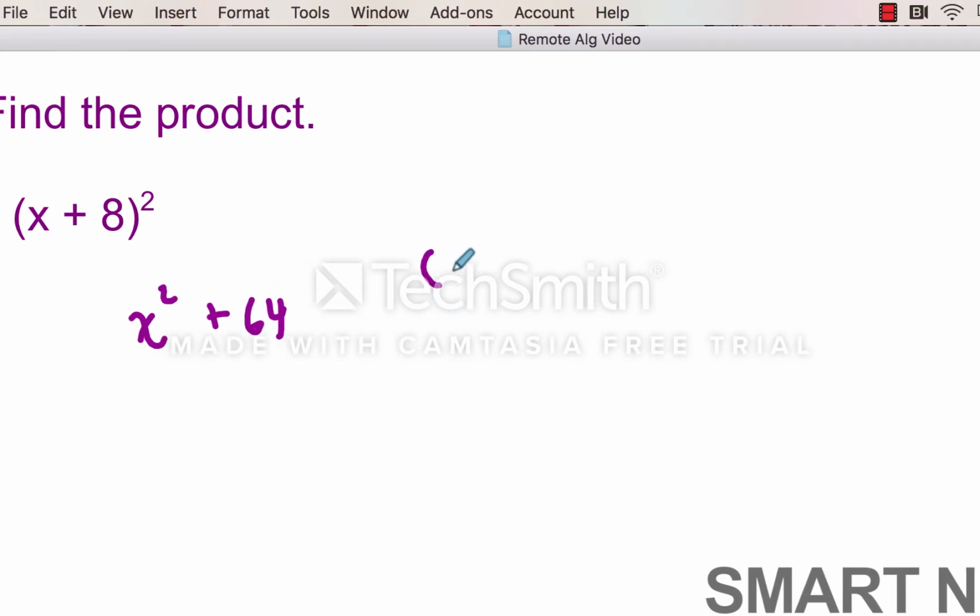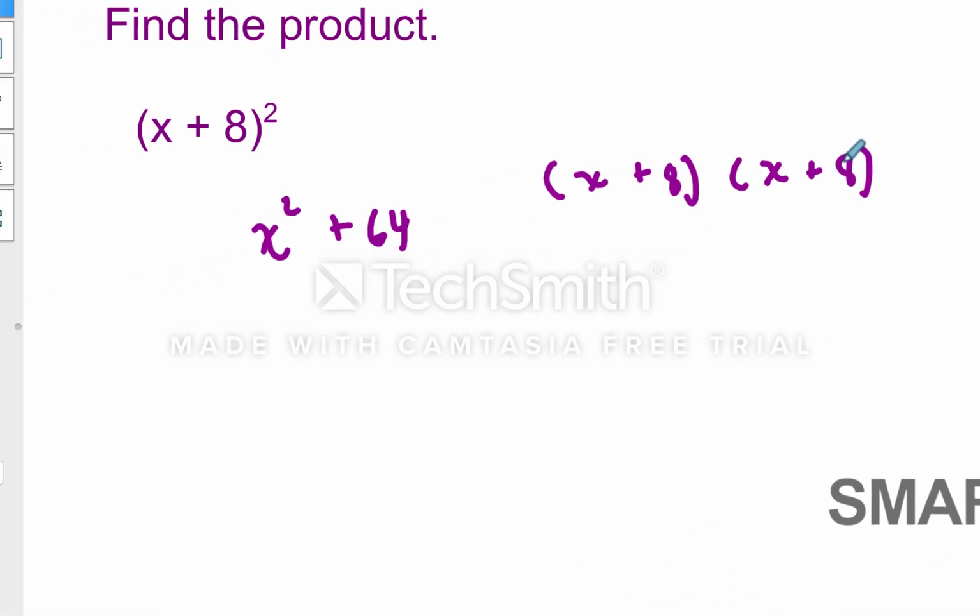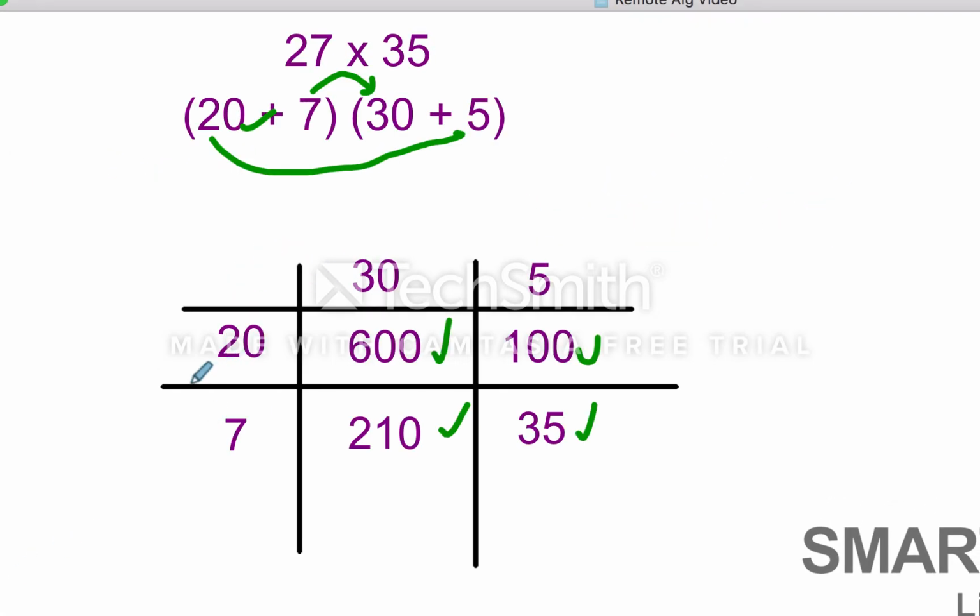So if we write this out, x plus 8 times x plus 8. This is why I had you look at 10 squared at the very beginning. This is what exponents mean. It means multiply this as a factor twice. Well, here it is as a factor twice. And like we just saw, you don't want to just do the 7 times 30 and 20 times 5, call it a day. You want to do 7 times 30 and 7 times 5. That's what I did down here. 7 times 30 is right there. 7 times 5 is right there. You want to do 20 times 30 right there and 20 times 5 right there.